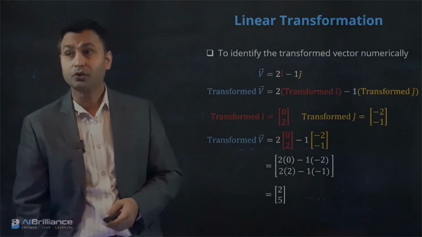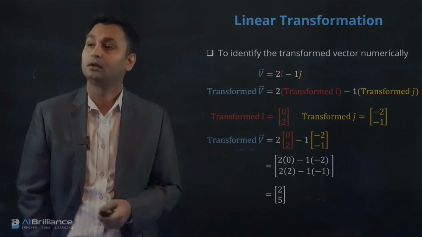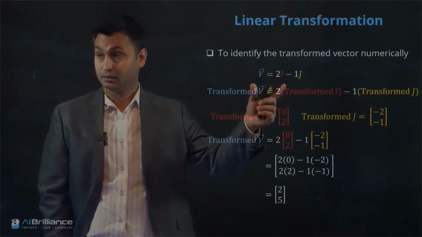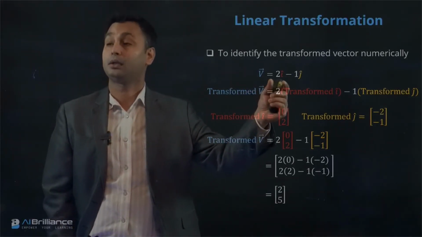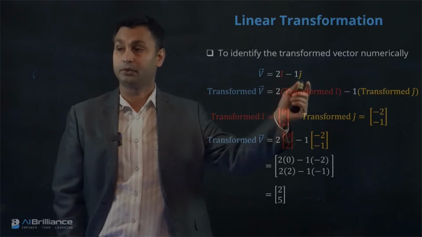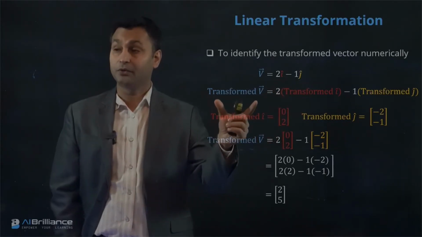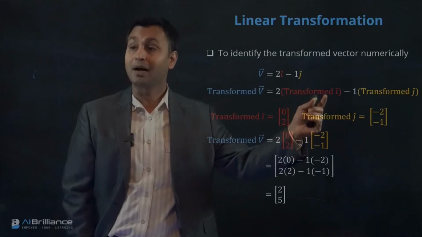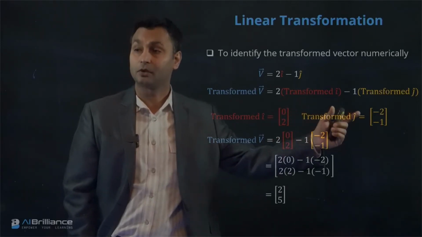Okay, so to identify the transformed vector numerically, what we do is first we take the vector and see what the initial unit vectors are. So we have 2i minus 1j. So the transformed vector will be 2 times the transform of i minus 1 times the transform of j.